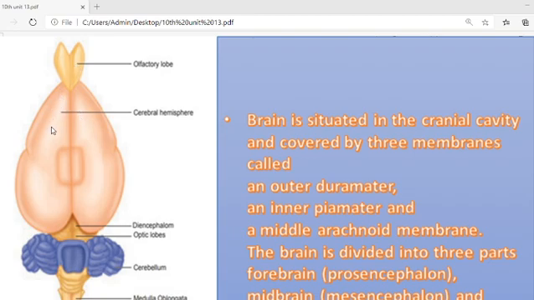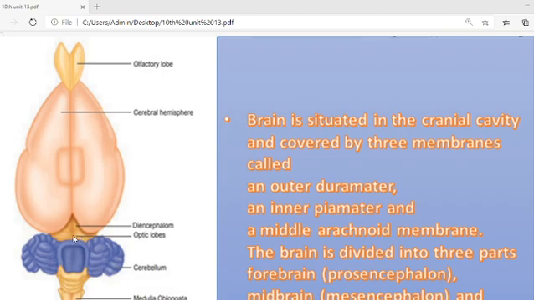The cerebral hemispheres are divided by a partition into the right cerebral hemisphere and the left cerebral hemisphere. The right and left cerebral hemispheres are connected by nervous tissue called the corpus callosum. The next part is the diencephalon, and then the next part is the midbrain.